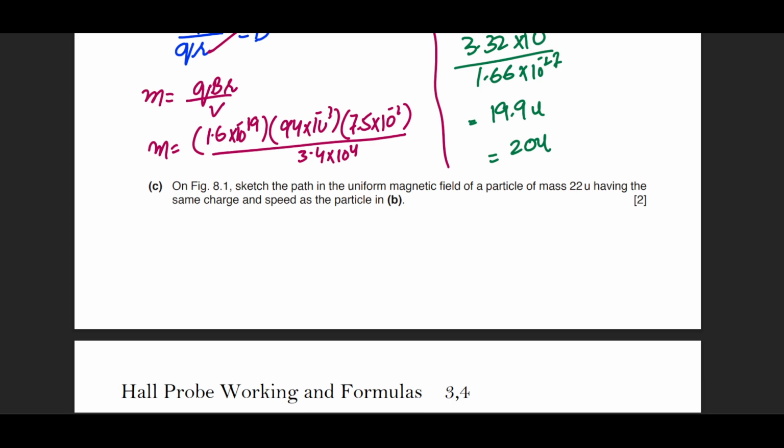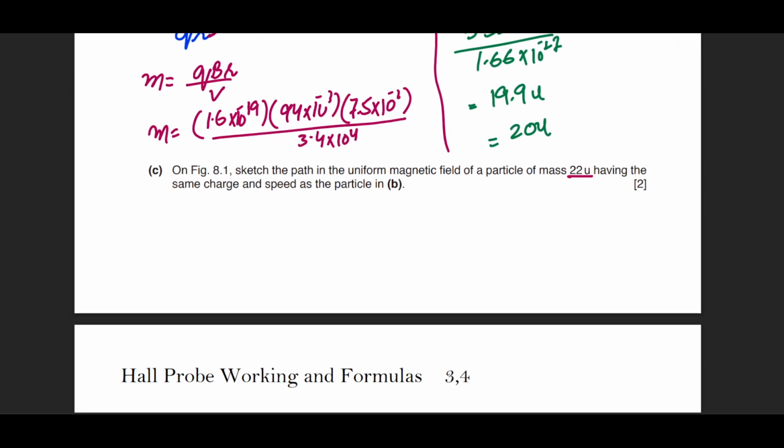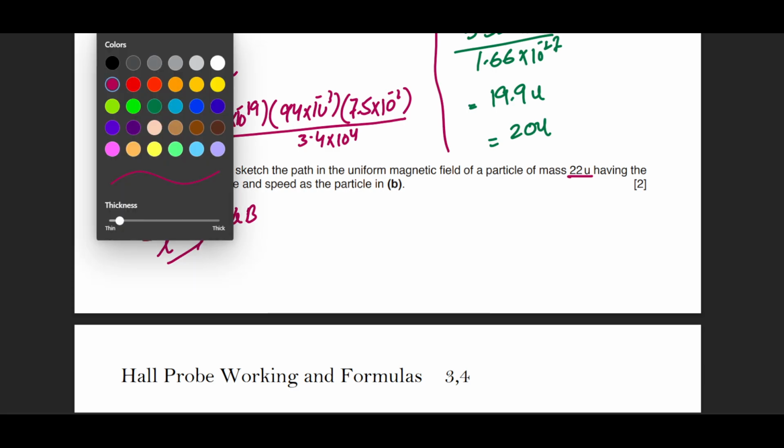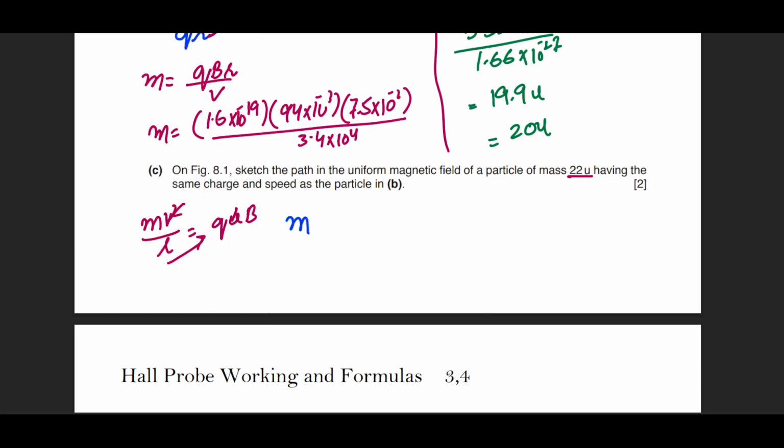The next question, he says that sketch a uniform when the mass is 22 u. So let's rearrange this formula again. We had mv squared over r equals qvB. Velocity gets cancelled out, and the relationship that we are left with is, let's take r over there. So what are we left with? m is equal to qBr divided by velocity, right?